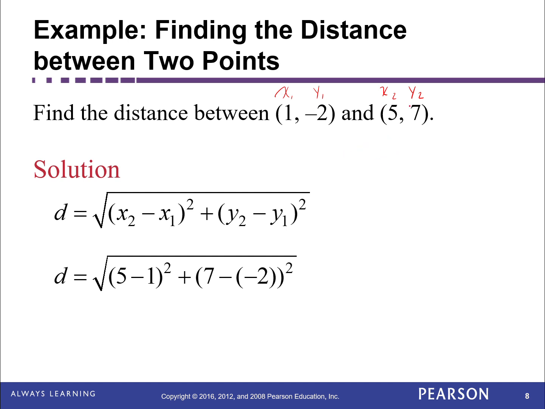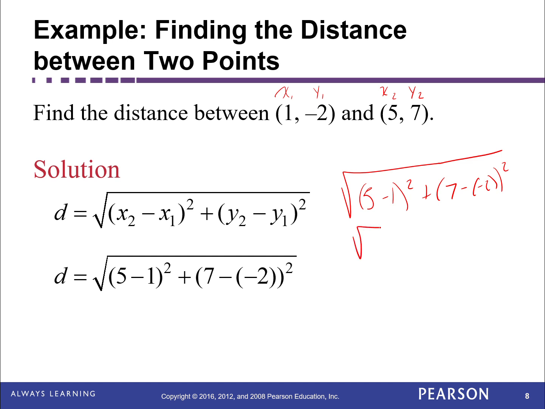So here's what we do. We take the x2, which is 5, and plug that in here. Subtract that from the x1, which is 1. Square it. We're going to take the y2, which is 7, subtract that from the y1, which is -2. We're going to square it. Okay. Now we just have to work through.